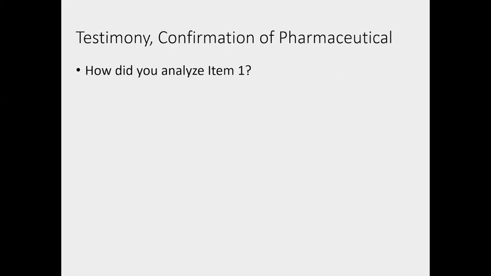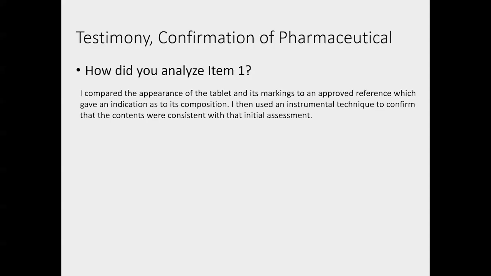Now, for an example of using it for confirmation of pharmaceuticals, let's just say they said something to the effect of, how did you analyze item 1? I would say I compared the appearance of the tablet and its markings to an approved reference, which gave an indication as to its composition. I then used an instrumental technique to confirm that the contents were consistent with that initial assessment. In probably 9 times out of 10, if not more, that's usually where that questioning would end, and we'd move forward to what was actually in that tablet.